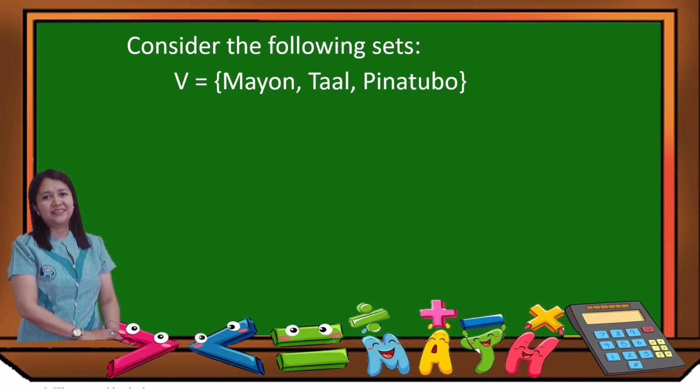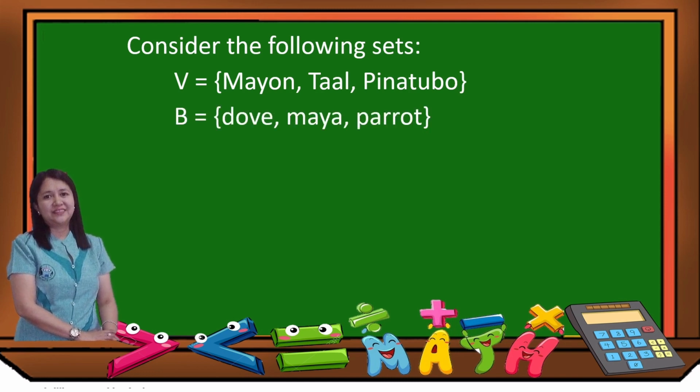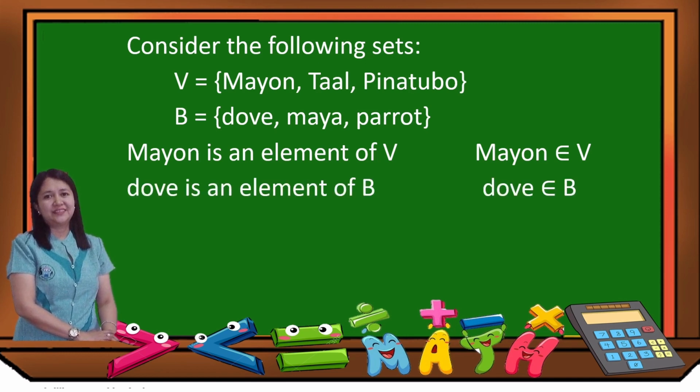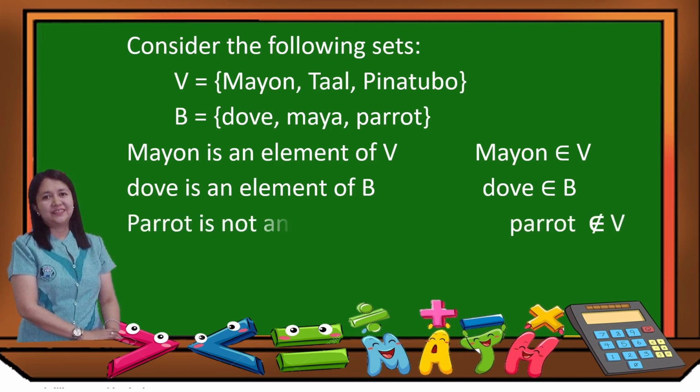They are volcanoes. How about set B? Dove, Maya, Parrot. How can you classify them? Good. They are birds. Now class, Mayon is an element of V. So using the symbol, we have Mayon is element of V. Since Mayon can be found on set V. Dove is an element of B. In symbol, dove is element of B.